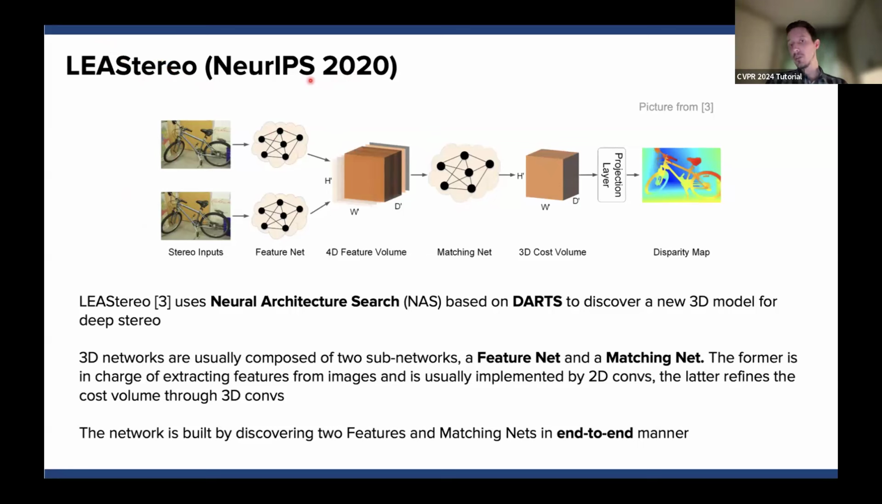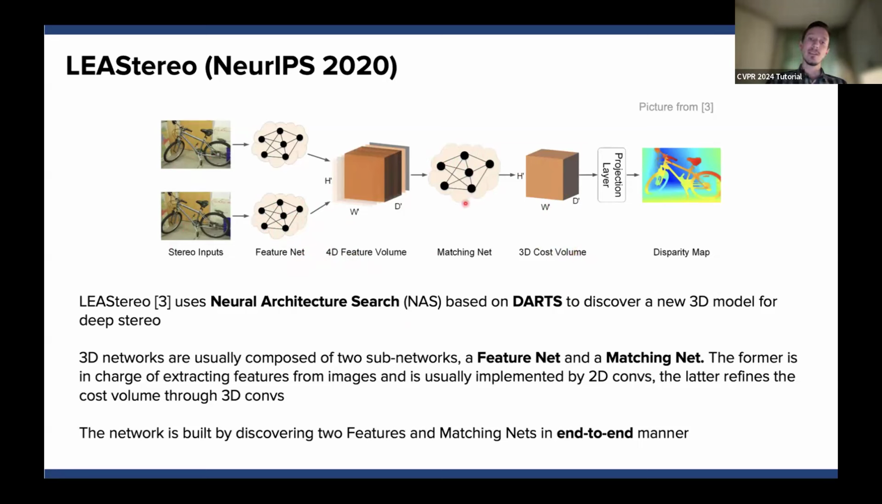LEAStereo has been published at NeurIPS in 2020 and is very particular because it has been the very first attempt of using neural architecture search techniques to discover a brand new architecture to infer disparity maps out of stereo pairs. What the authors did was to design the so-called search space for the architecture they were looking for. At that time, the 3D architectures were the most popular among the stereo architectures. So basically, they analyzed the structure of any 3D architecture and they identified two main learnable components: the feature net, which is in charge of extracting the features, and the matching net, which is in charge of processing the cost volume to obtain the final probability volume.